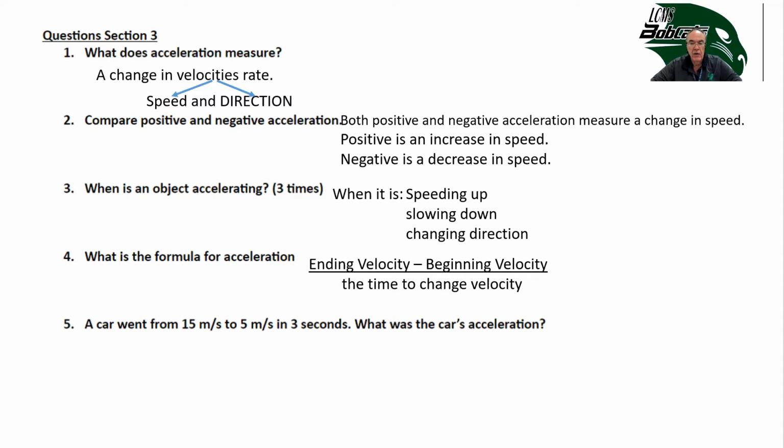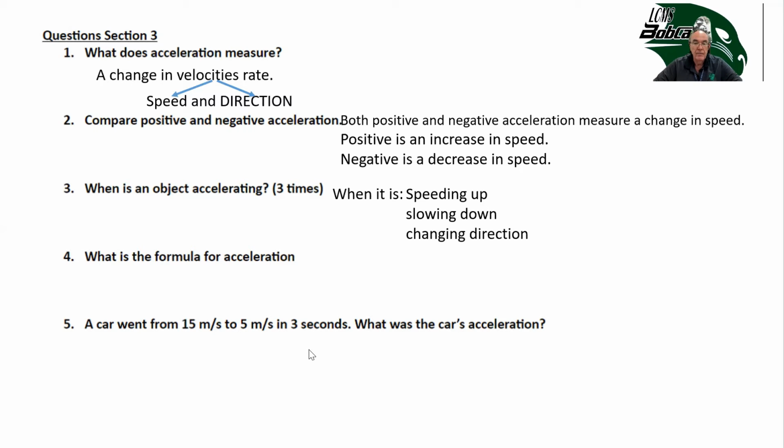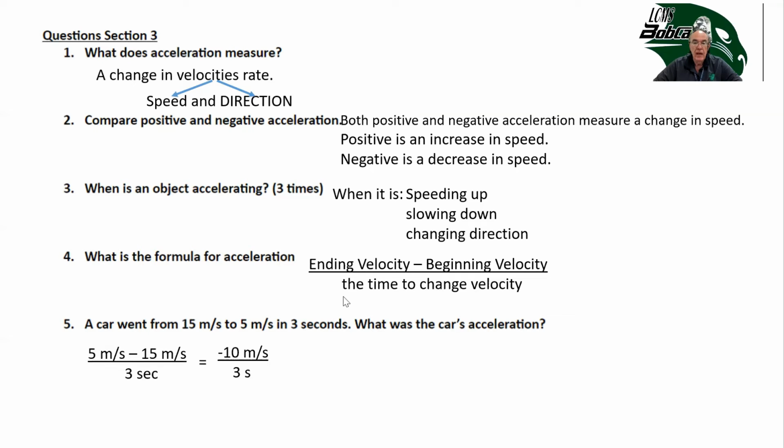So first off, we should notice that the car is slowing down. So it's going to have negative acceleration. It's going to have a decrease in speed. So we're going to plug these numbers into the formula. Okay. The ending is 5, so it comes first, minus the beginning, which is 15, divided by the time it took, which was the 3 seconds.